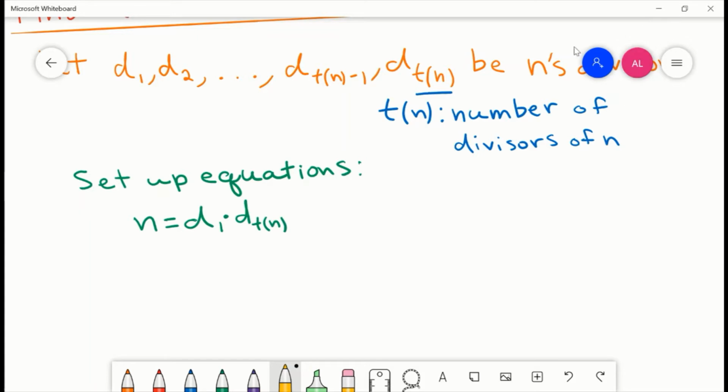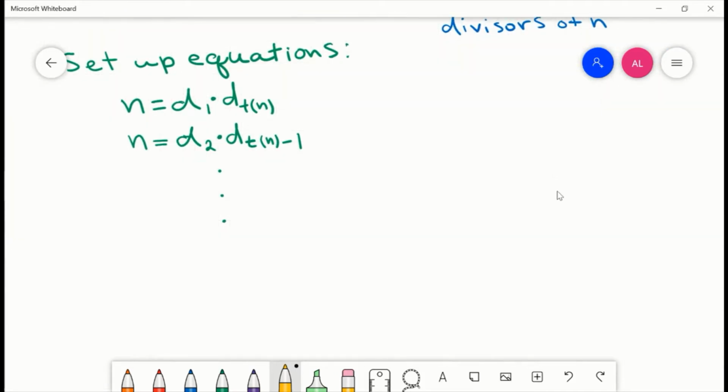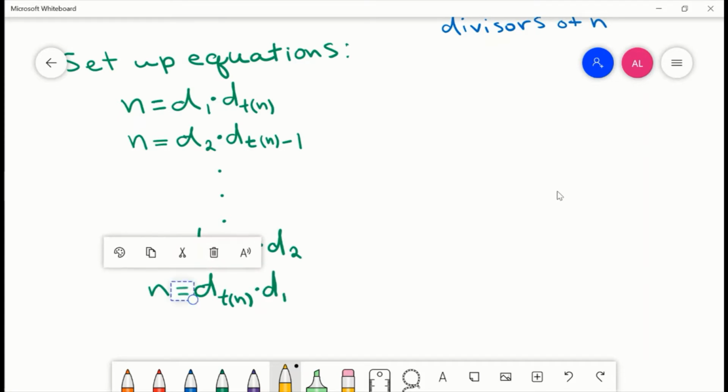And I should actually mention that these divisors are in ascending order. So d sub 1 is the smallest and d sub t of n is the largest. So then we have this equation right there. And we multiply and we just have all the equations, which I think you can guess that we will start multiplying. And we have this last equation right here. Now, why did we write them all out? Well, notice.